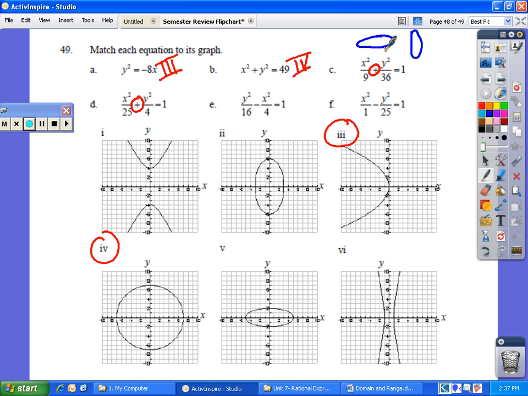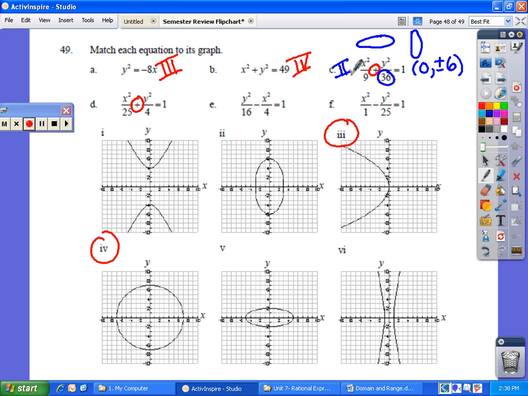So if you look here, the biggest number is always our major axis. It tells us where our major axis is. It's always our vertex. So our vertex here is going to be 0 plus or minus 6. So if you look at these, the only one that's an ellipse that has a vertex at 0, 6, and 0, negative 6 is choice number 2.